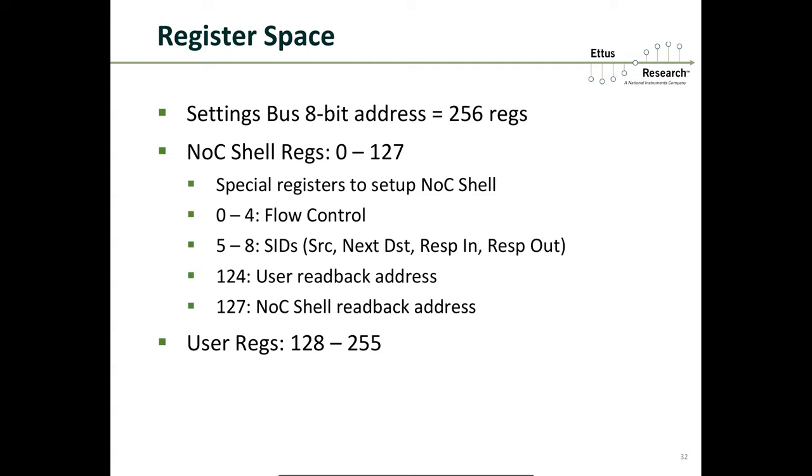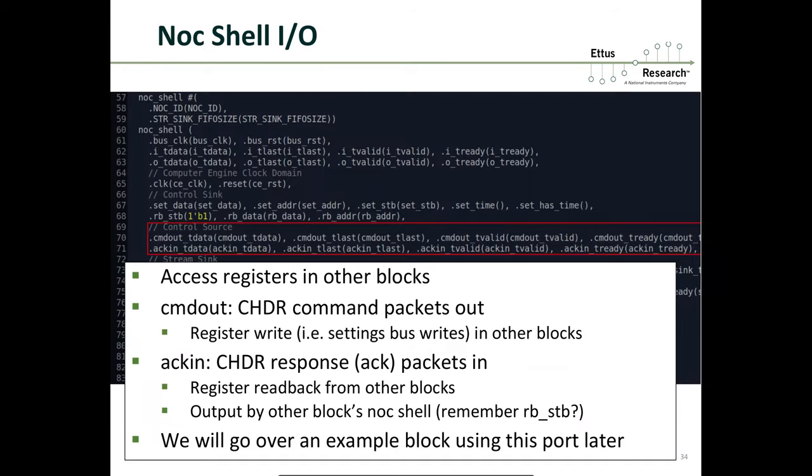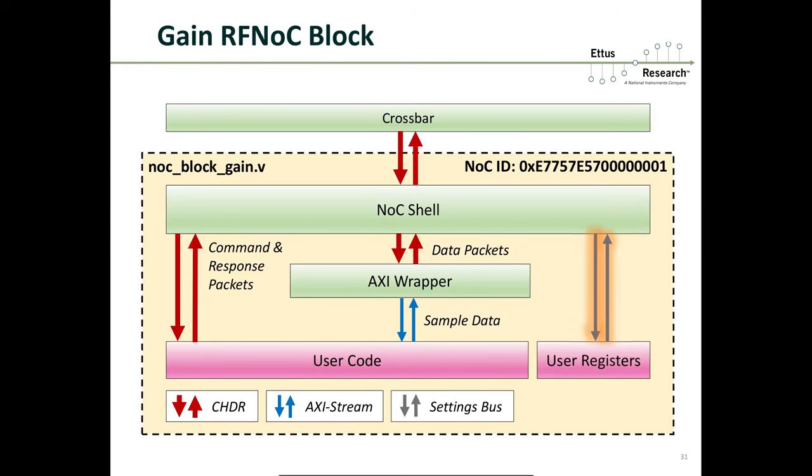The next slide talks about our register address space when it comes to setting registers. The set addr signal is 8 bits wide, which means that we could have up to 256 registers. The way that RFNoC is set up is that the lower 128 registers are reserved for NoC shell and the upper 128 registers are reserved as user registers. So as the user, generally you have up to 128 registers. And if we look on our block diagram, we can see on the right here this bus that goes down to the user registers. That's our settings bus coming out of NoC shell.